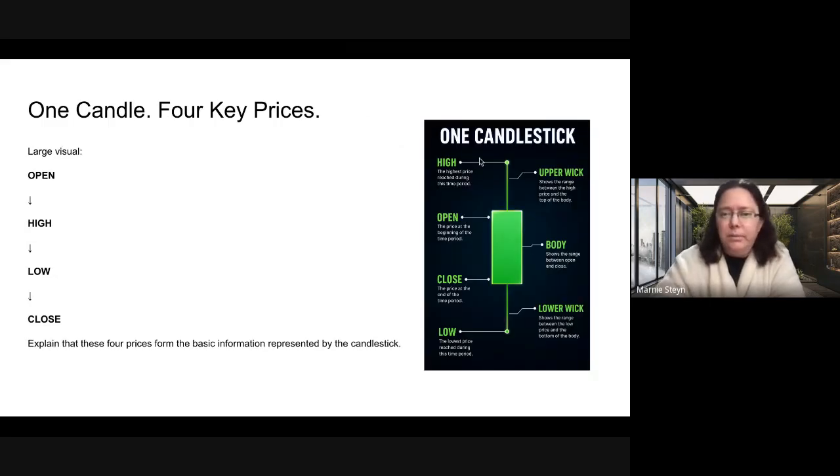So let's remind ourselves, one candlestick. How does a candlestick form? There are 4 key prices on a candlestick. We have the open, the high, the low, and the close. You can see how we have the open, the close, the high, the low, the upper wick, the lower wick, and the body.